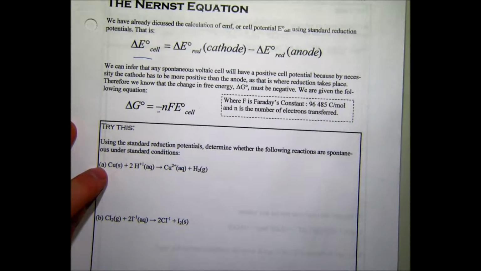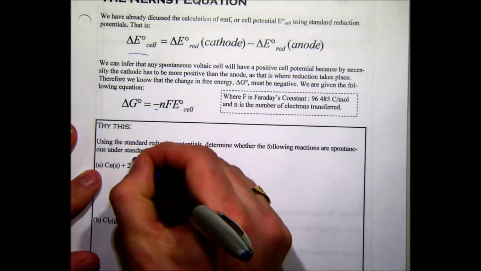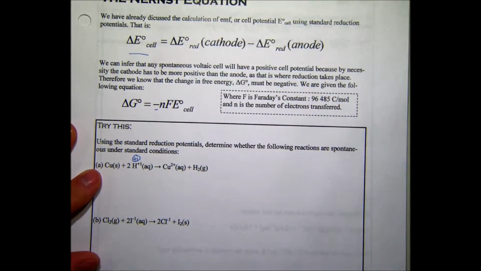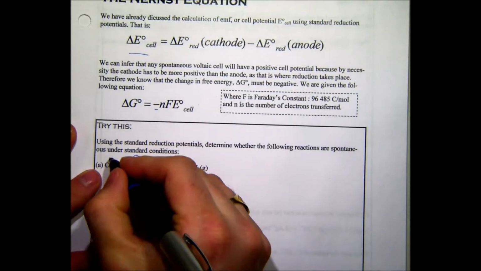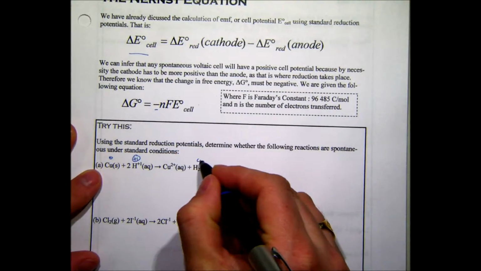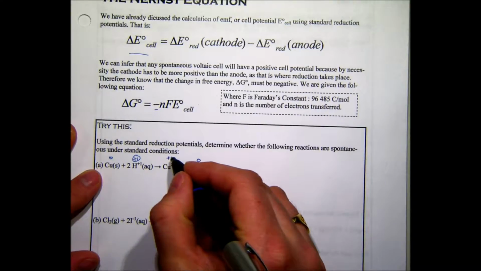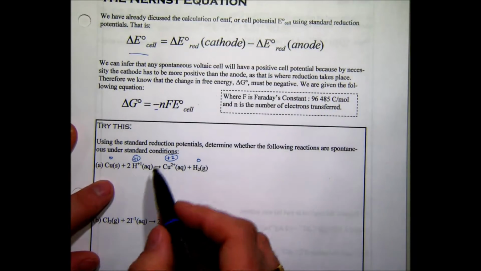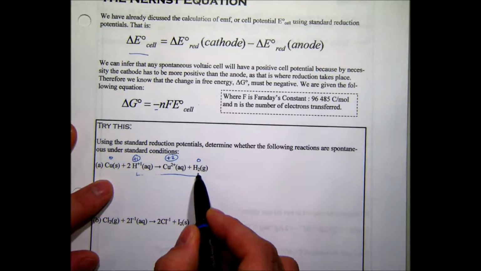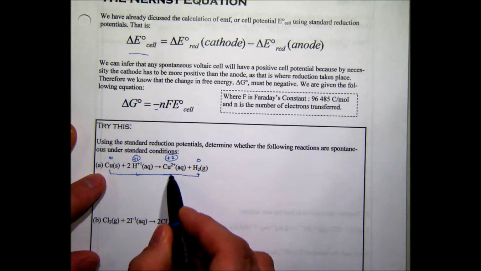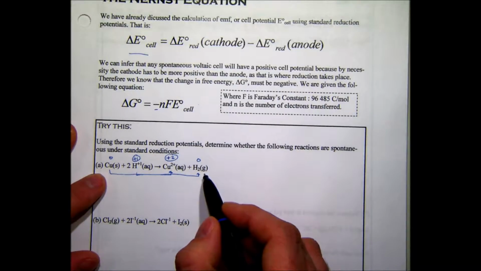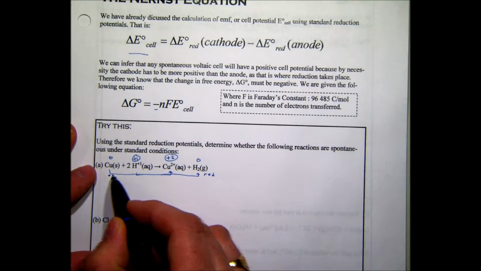So we have copper solid plus 2 moles of hydrogen ion producing 1 mole of copper ion and hydrogen gas. The first thing we'll do is determine the oxidation states. Hydrogen is just a metal ion, so it's +1. This is neutral, neutral, and +2. So in this particular reaction, we're seeing hydrogen being reduced and copper being oxidized.